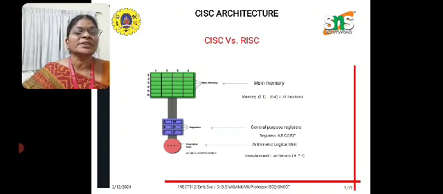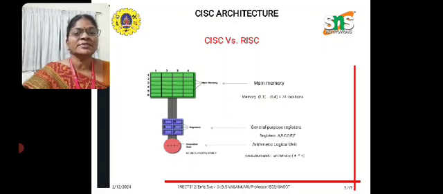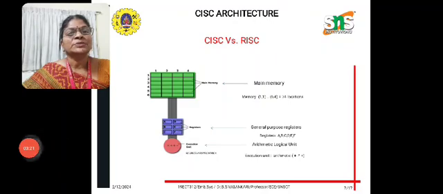So this is the architecture of CISC, and now CISC versus RISC. This is the main memory, which consists of a number of locations, and the general purpose registers like A, B, C, D, E, F, and also the arithmetic logic unit, execution unit, etc. So this is the main architecture of CISC, versus RISC.